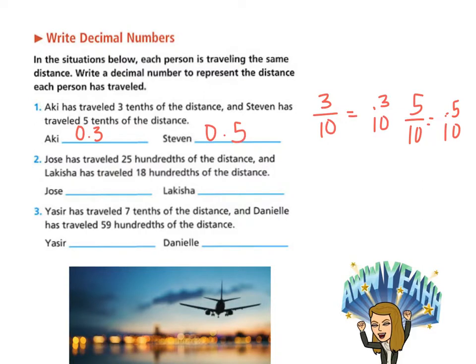Now, if we look at who traveled more, there's no whole numbers involved, so those match. But then right next door, a 3 versus a 5. 5 is bigger, so that means Stephen has traveled more. Jose has traveled 25 hundredths of the distance, and Lakeisha has traveled 18 hundredths of the distance.